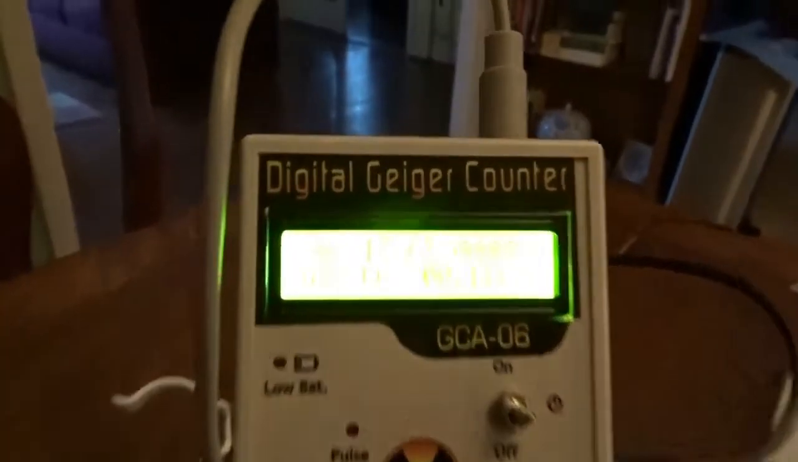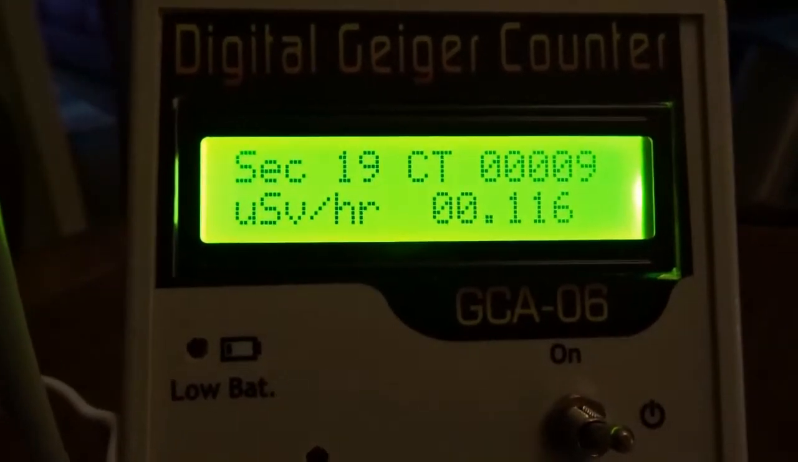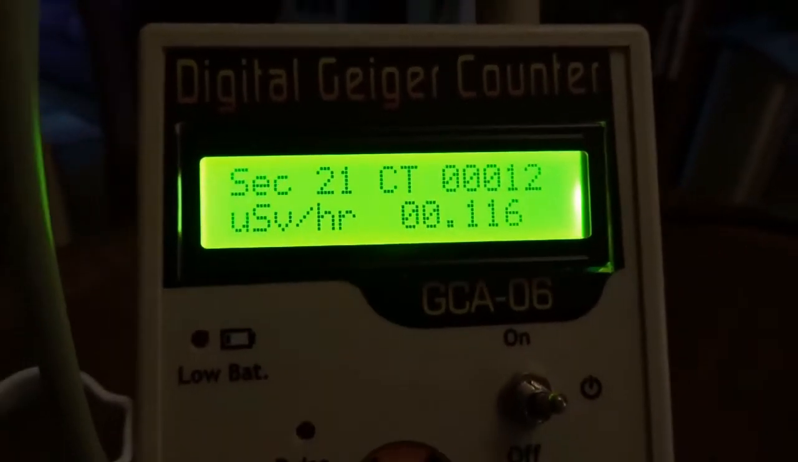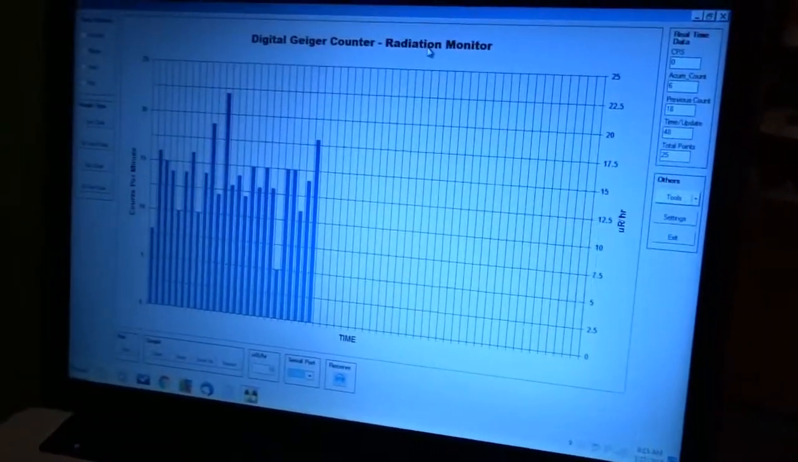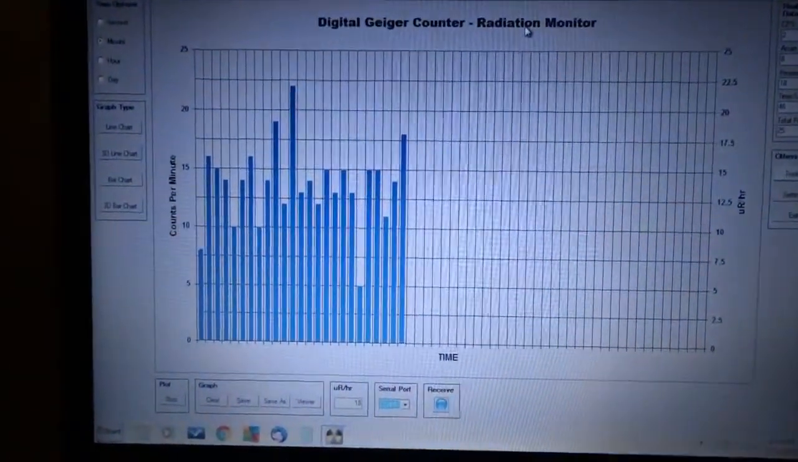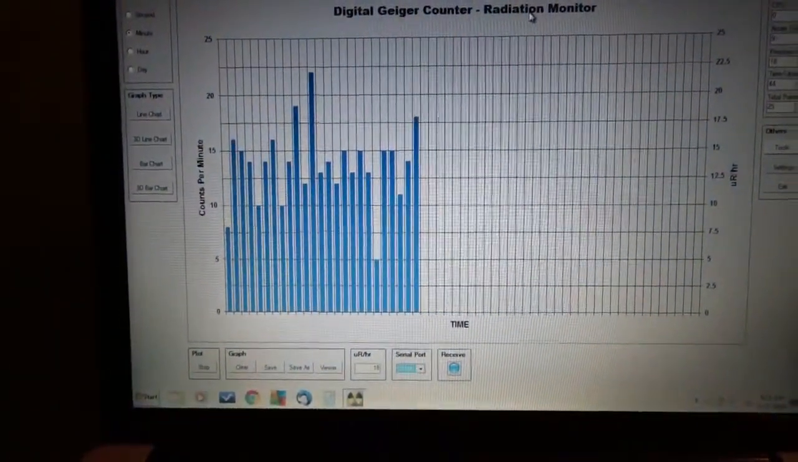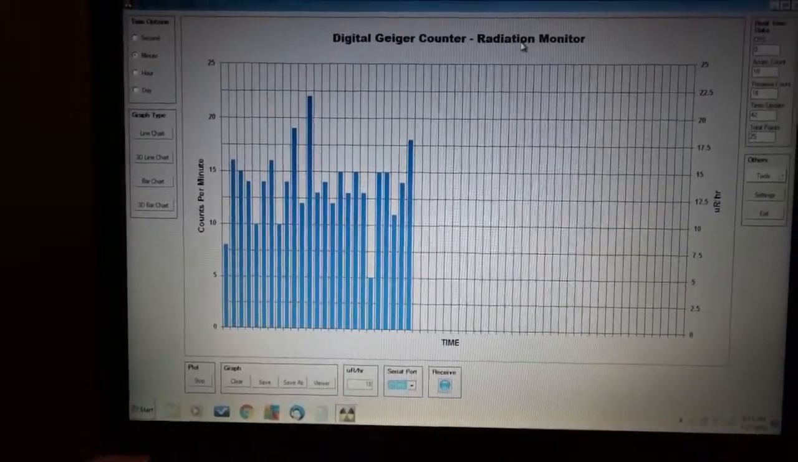I'm using a Geiger counter to measure the radiation from a dirty air filter. Recently I saw several videos on YouTube where they checked the radiation levels of a dirty air filter, and I thought, well, this is something I can do with the Geiger counter that I have.